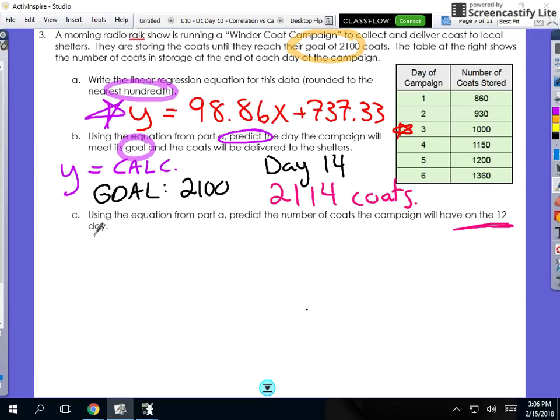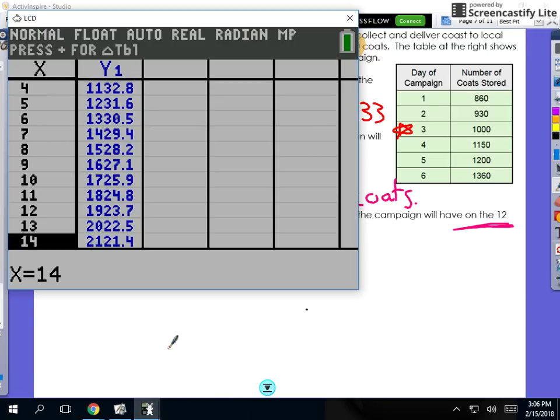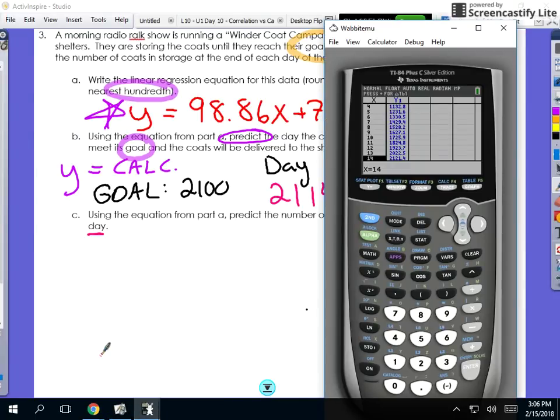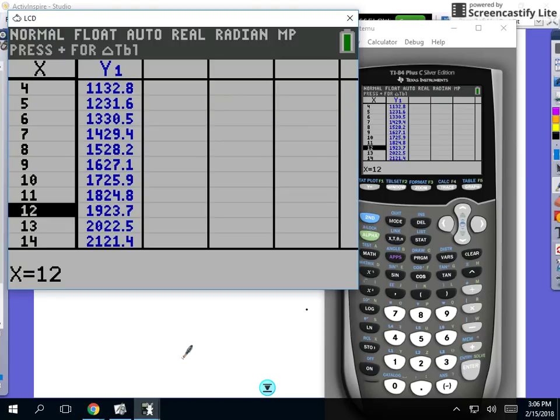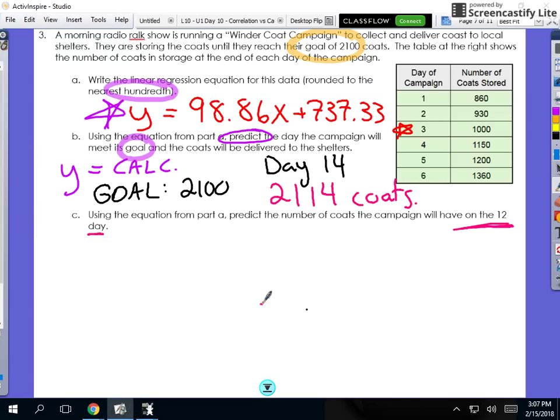Okay? We're then going to use the exact same thing to predict how many we'll have on day 12. This part's really easy. Just go to our table, and on day 12, you can see right there, we're going to have how many coats? 1923.7. So that would be approximately 1,923 coats, or if you round it up, 1,924 coats.